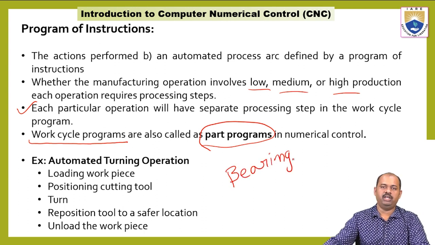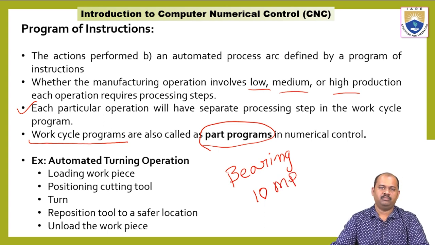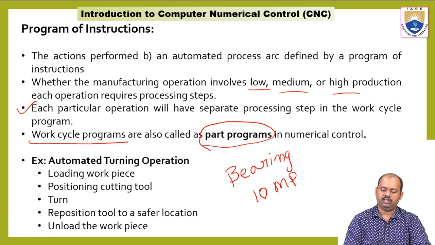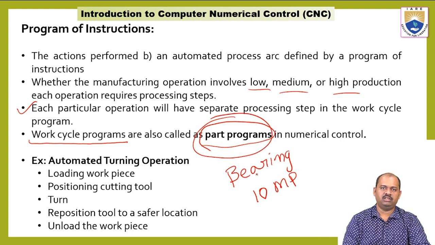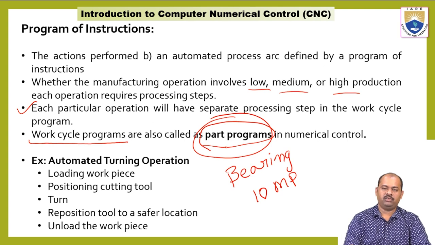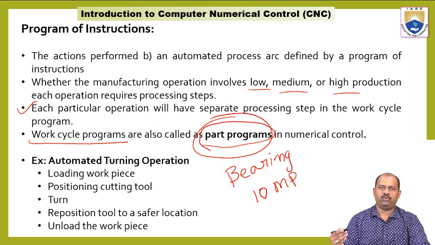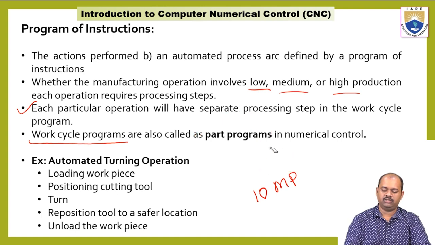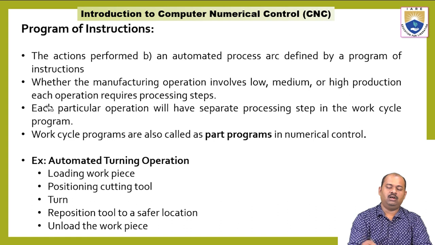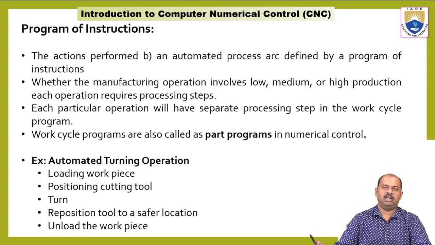If we want to manufacture a bearing, we may need some 10 steps, 10 manufacturing processes, to complete the manufacturing of this bearing. So we need 10 part programs for the manufacturing of this bearing. Okay. So a part program is nothing but each individual program given separately for completing each and every step of the work cycle. Work cycle is nothing but the entire process of manufacturing any object. So we can see an example here.